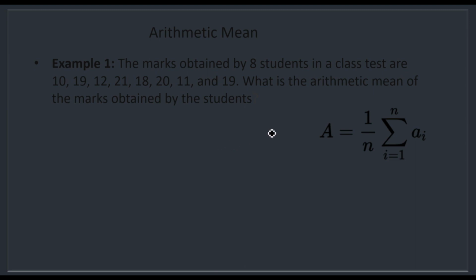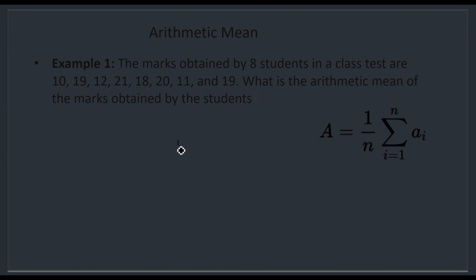So let's assume that there are 8 students' marks in the cluster. They scored 10 plus 19 plus 12 plus 21 plus 18 plus 20 plus 11 plus 19. All the values we add, then divide by 8. That is the calculation for the arithmetic mean.